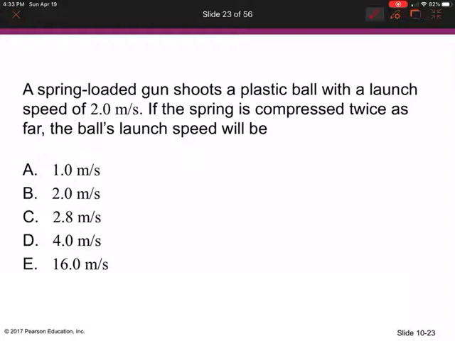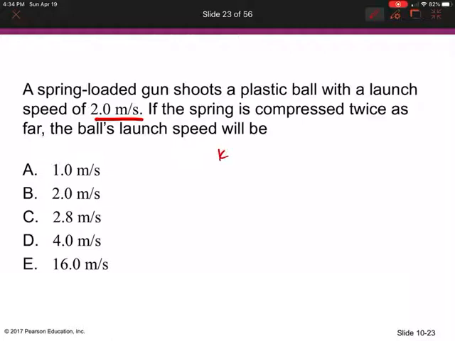And going over here, it says that a spring-loaded gun shoots a plastic ball with a launch speed of 2 meters per second. If the spring is compressed twice as far, the ball's launch speed will be what? All right, so let's set some stuff up really quick here. We've got an initial speed right now of 2 meters per second, and it wants you to figure out what the ball's launch speed will be if you compress the spring back.